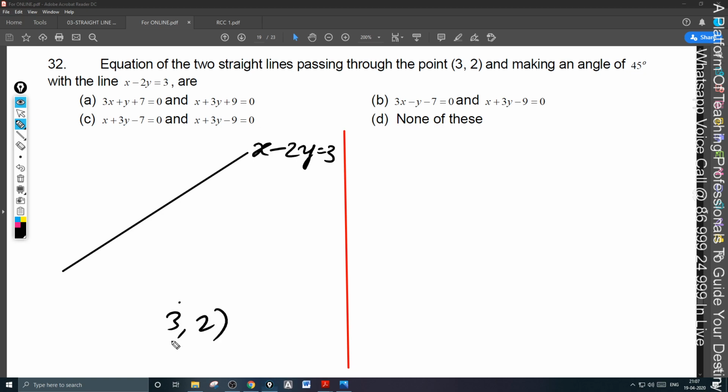This is 3, 2 here. We need that line equation which makes an angle 45 degrees. This is a point. This angle is 45 degrees.